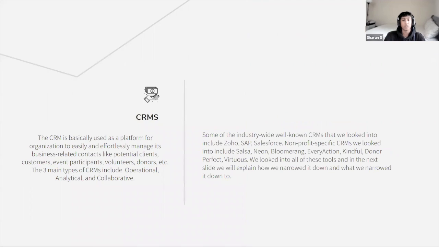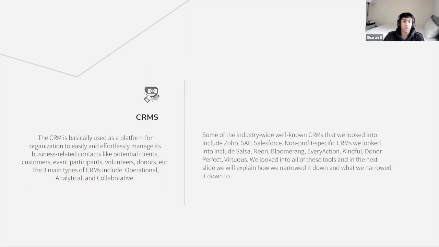The CRM is basically used as a platform for an organization to easily and effortlessly manage its business related contacts like potential clients, customers, event participants, volunteers, donors, etc. The three main types of CRMs we researched include operational, analytical, and collaborative.